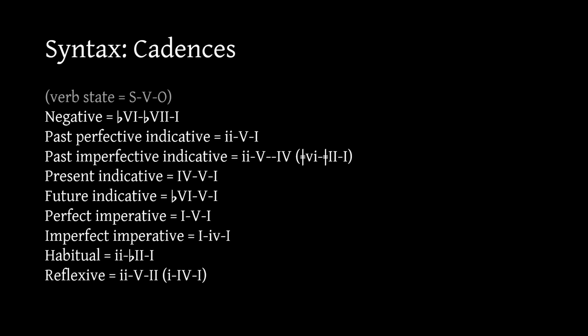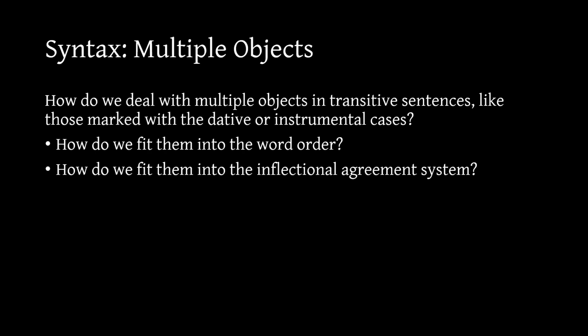Now, you might have noticed that there's this strict word order. So how do we deal with multiple objects? Like, what do we do with "I give him the bread"? How do we deal with sentences that have multiple objects like that, and how do we fit them into the inflectional agreement system?